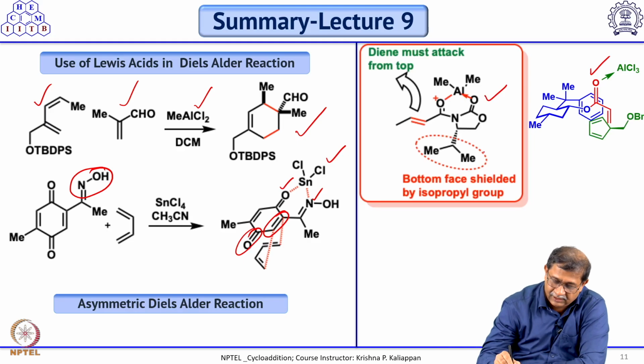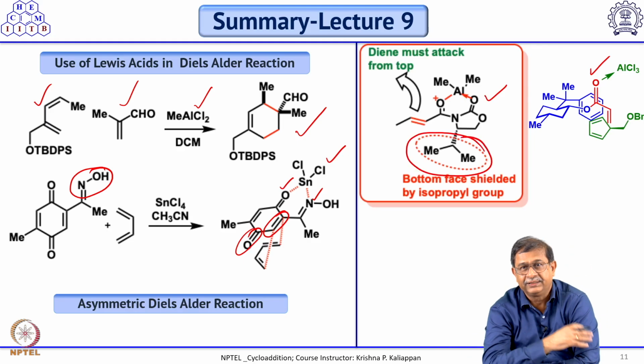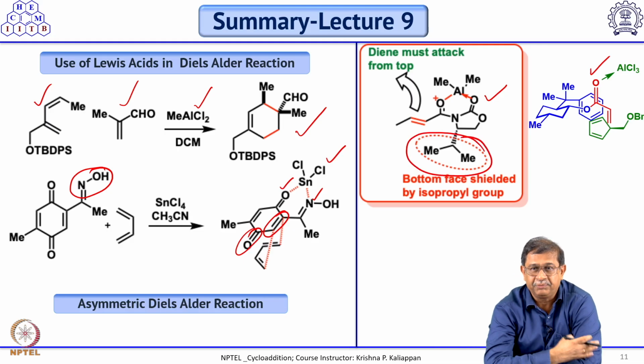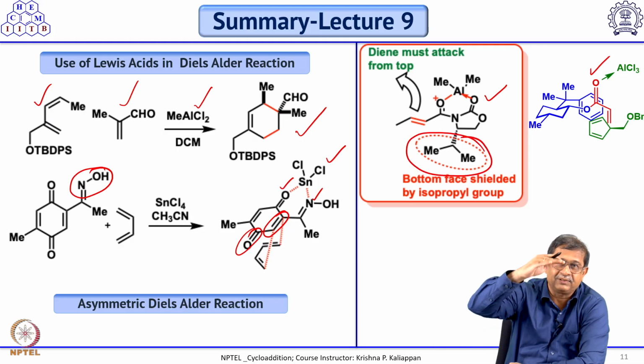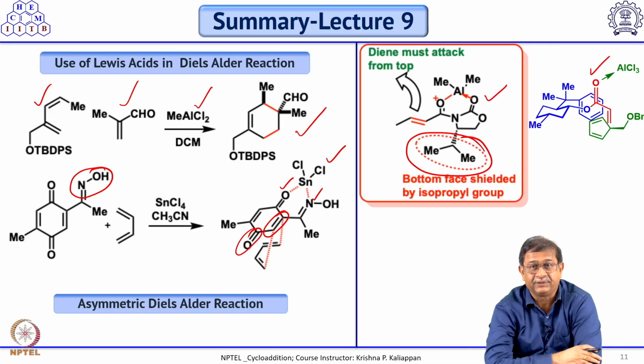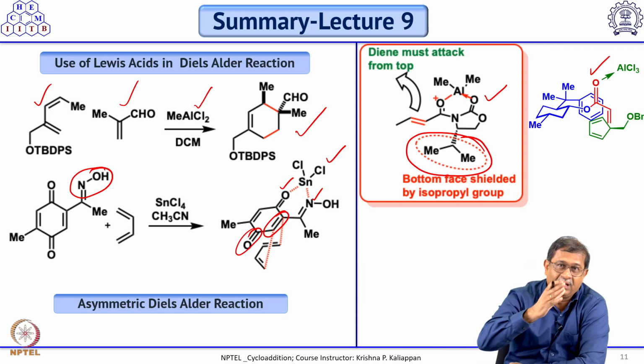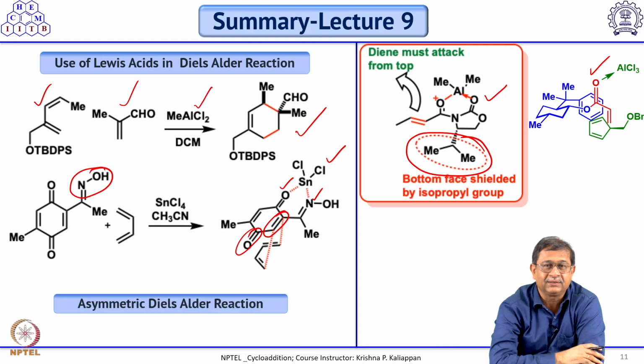As you can see here, the bulky group on the bottom face actually blocks the approach of the diene coming from the bottom. So the diene comes always from the top face. That is how one enantiomer is preferred over the other enantiomer. Of course, when you do this reaction with a chiral auxiliary, you get a diastereomer, but after removing the chiral auxiliary, you will get one enantiomer.